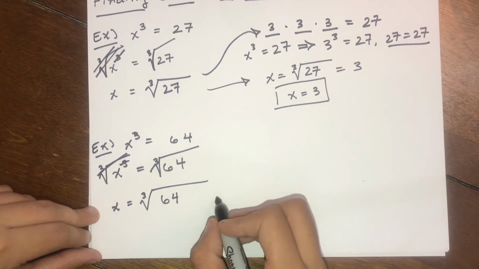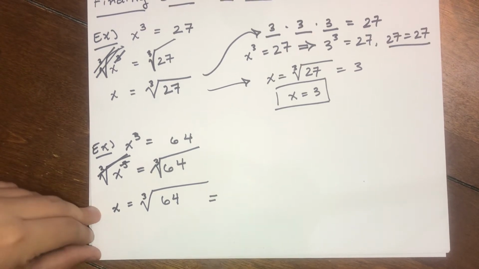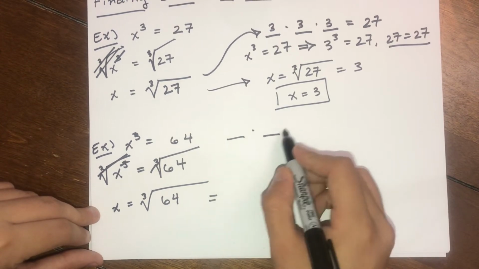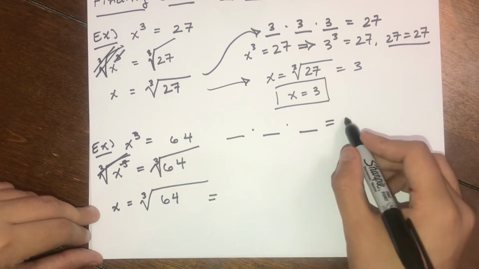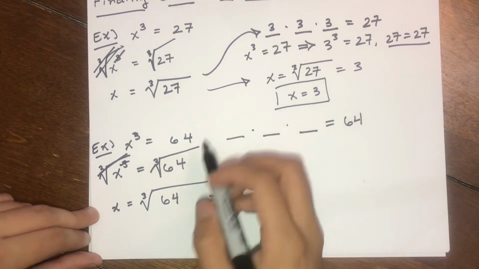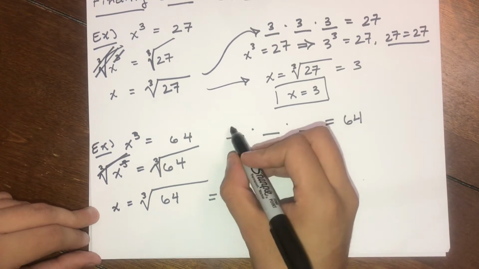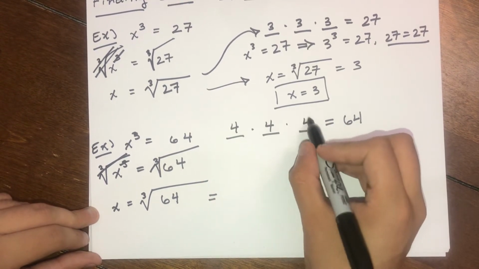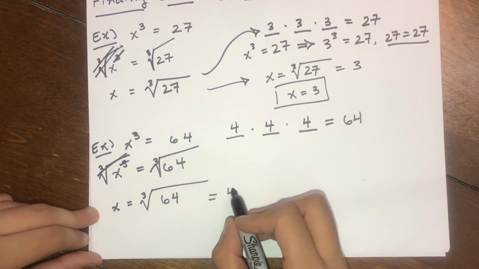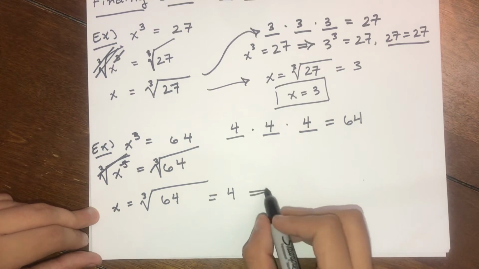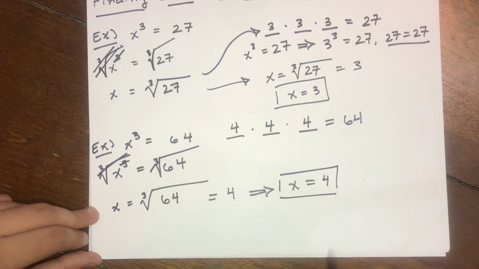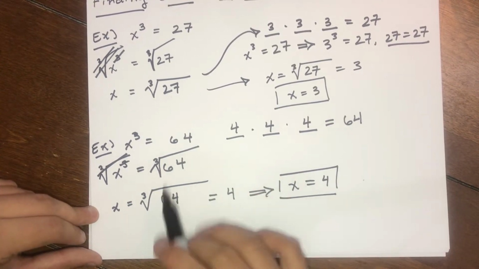Okay, so now what we can say is the cube root of 64 is going to be what times what times what is equal to 64. Okay, and if you're comfortable with some of your multiples, you know that the number that satisfies this equation is 4. 4 times 4 times 4 is 64. So that means the cube root of 64 is 4. All right? So we just get x equals 4. All right? It won't always be the case that you can simplify it.